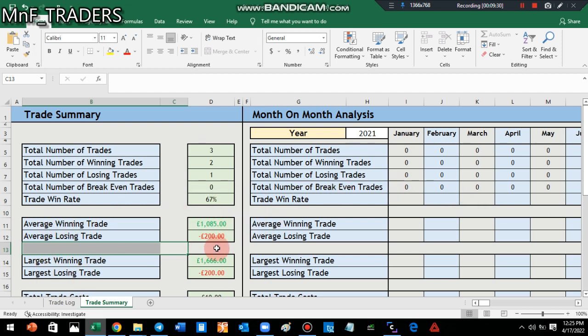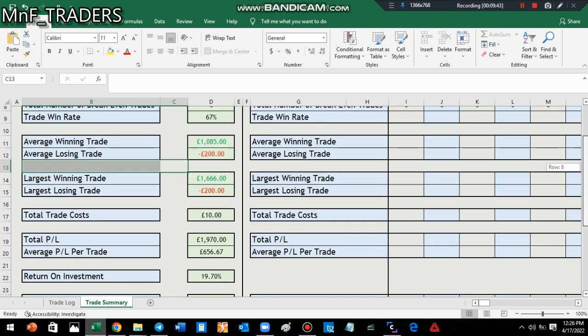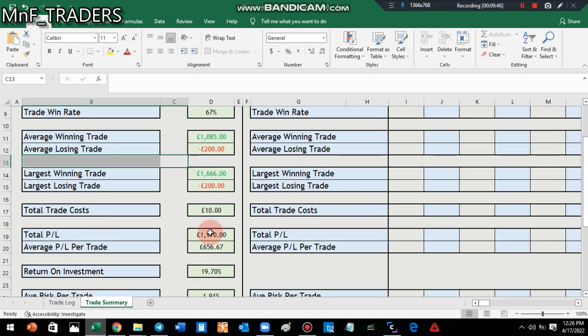And average winning trade is this one. Average losing trade, that's the one right there. And then the largest winning trade is there, the largest losing trade is there, average cost, total cost is there, and then total P&L and everything. So you have everything here.